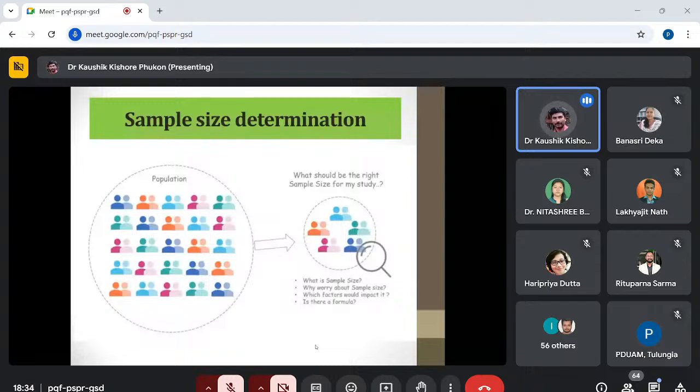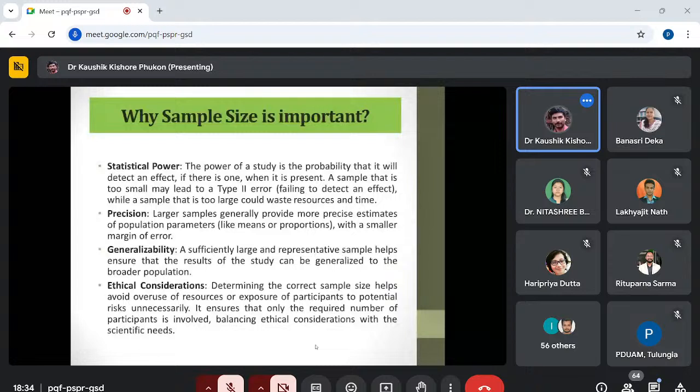Why sample size is important? So statistical power. The power of a study is the probability that it will detect an effect, if there is one, when it is present. A sample that is too small may lead to a type 2 error. Okay. While a sample that is too large could waste resources and time.